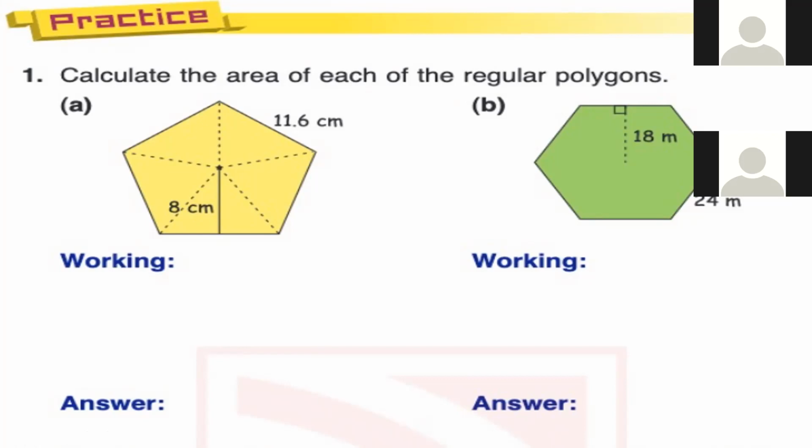Teacher, it has 6. It has 5. Let's count it together. Let's start from 11.6. 1, 2, 3, 4, and 5. It's a pentagon. 1 over 2 times 5 times 8 times 11.6.